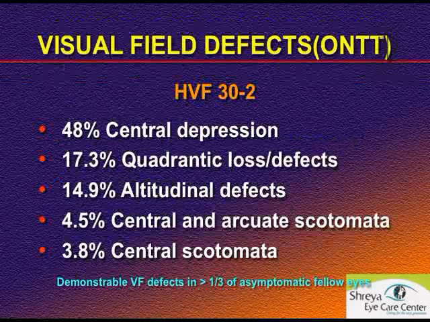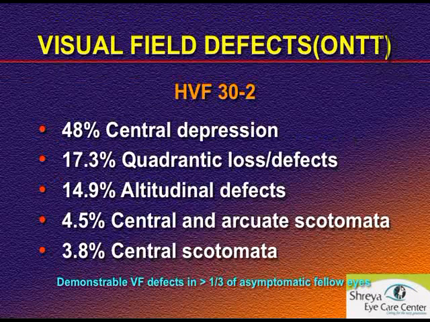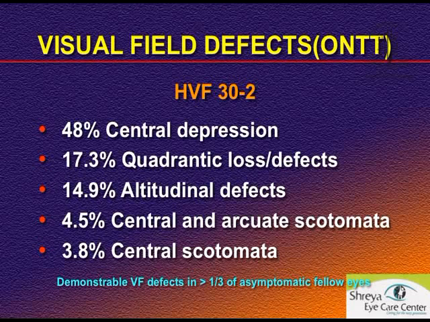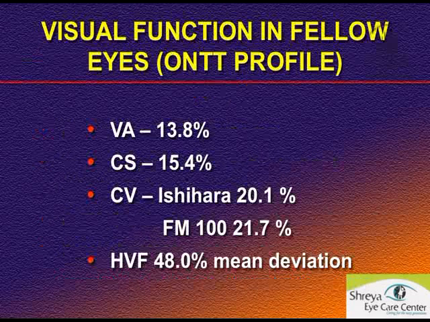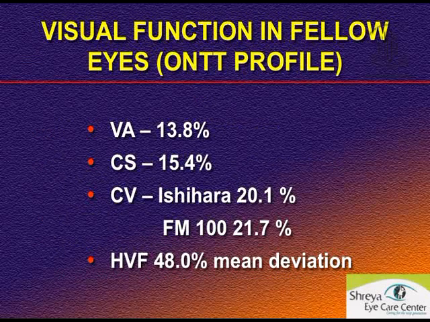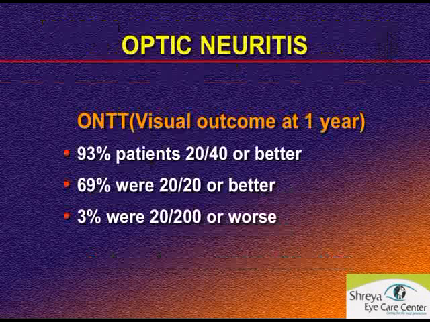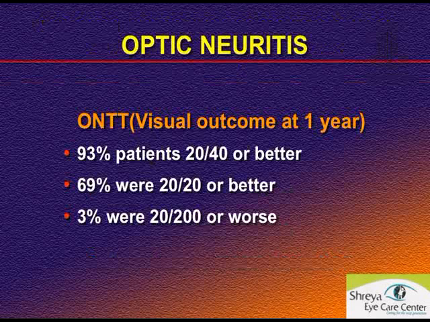Not only that, you should get central depression, you can also get altitudinal field defects, which are characteristic of ischemic optic neuropathy, but you can also get them in optic neuritis. Sometimes even the other eye also has abnormalities, like contrast sensitivity or visual field abnormality in the other eye.